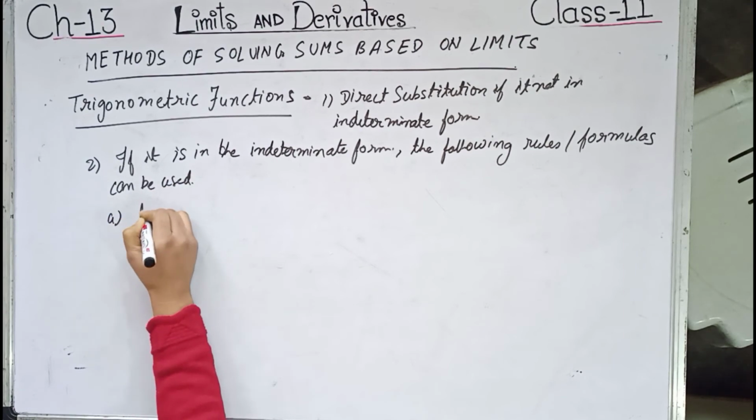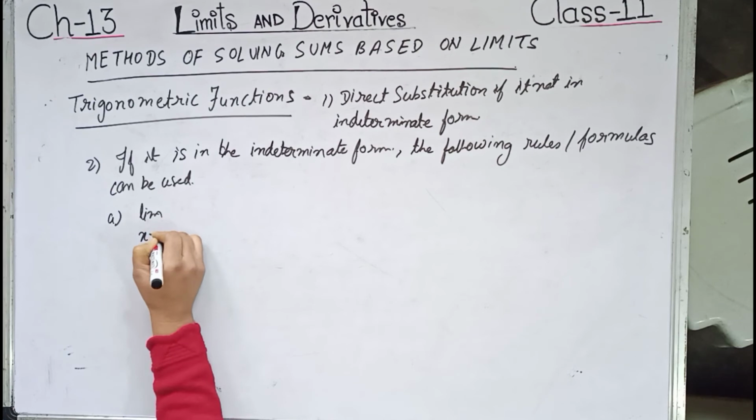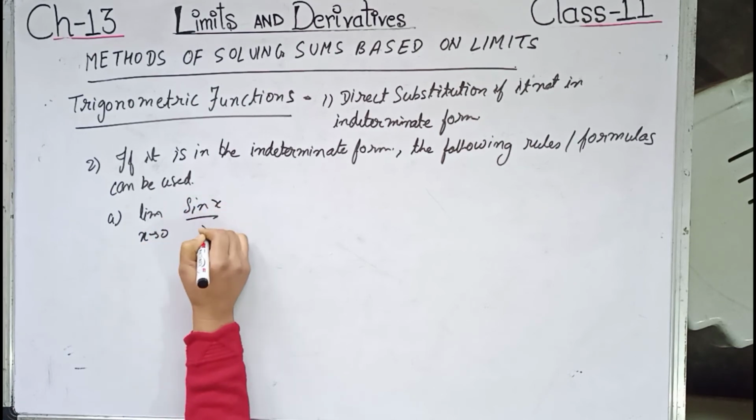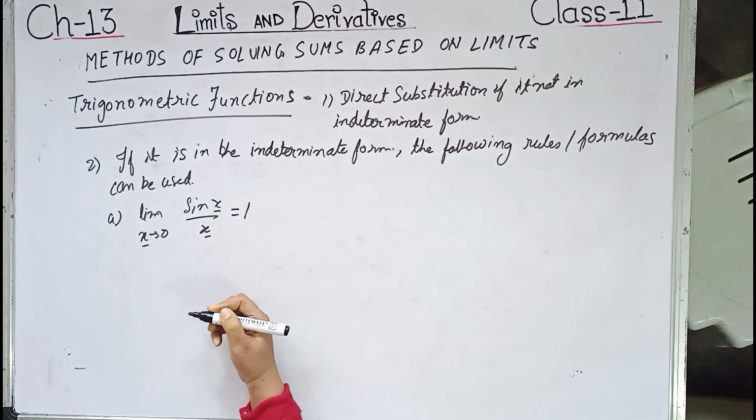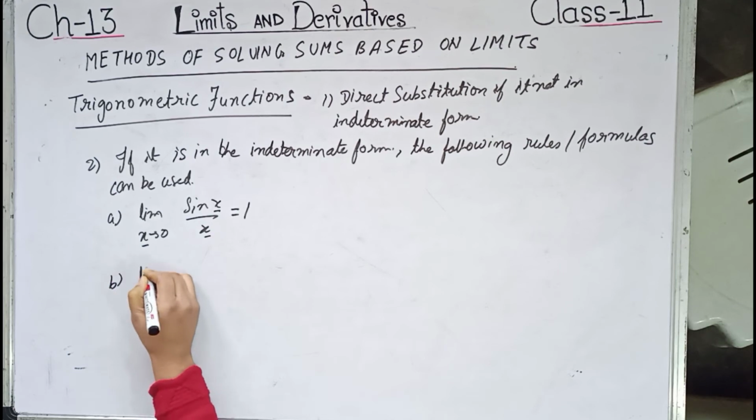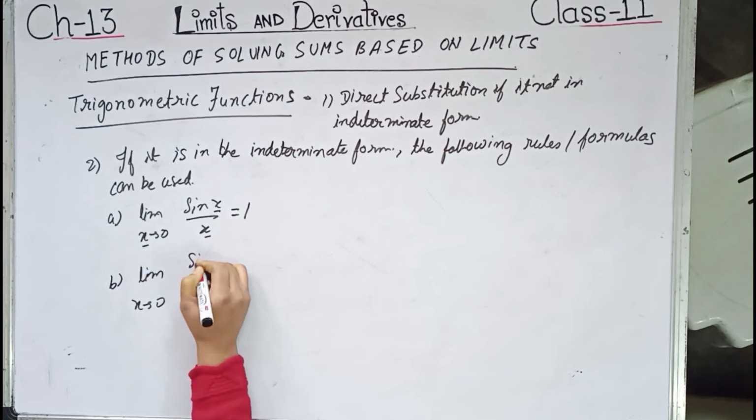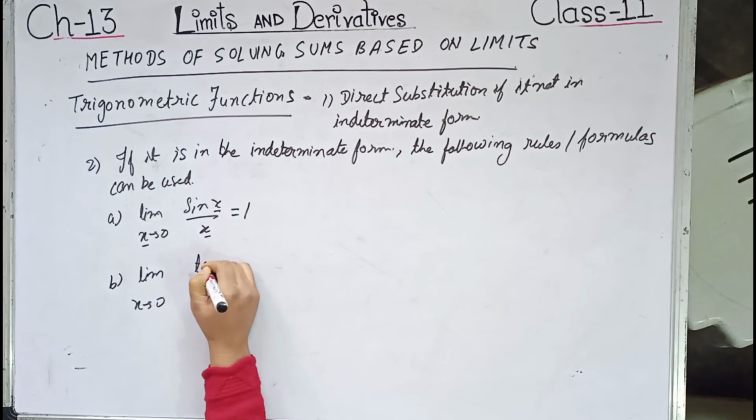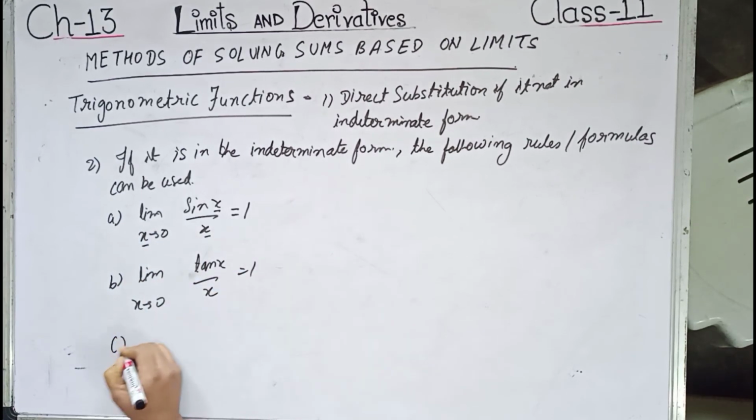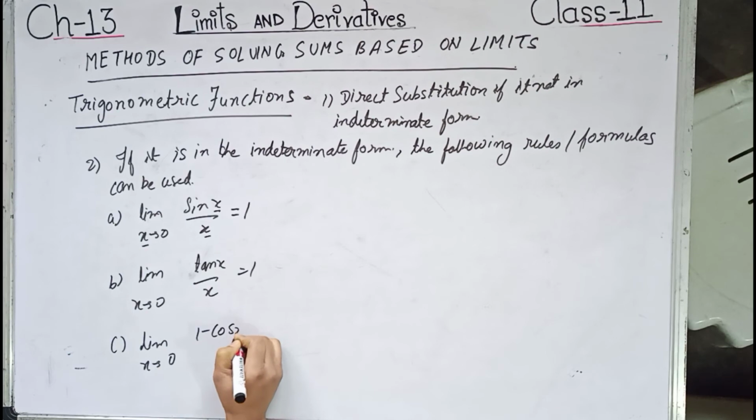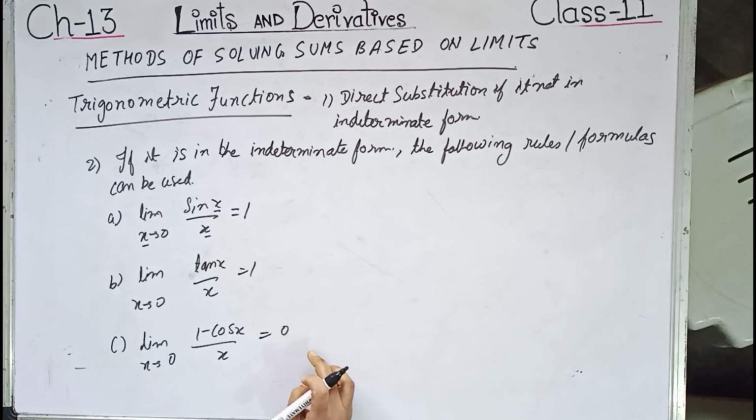That is, number A is limit x tending to 0 sin x by x equals 1. Keep in mind it should be x over here. Number B, limit x tending to 0 tan x by x is also equal to 1. And from this we can deduce one result, I am writing in number C only, limit x tending to 0 (1 minus cos x) by x equals 0. Actually from this formula we have derived this one.